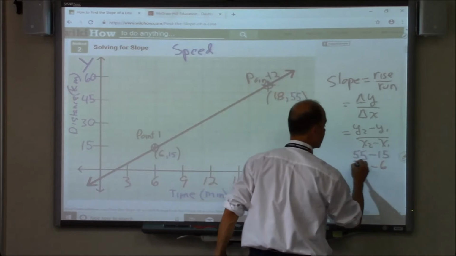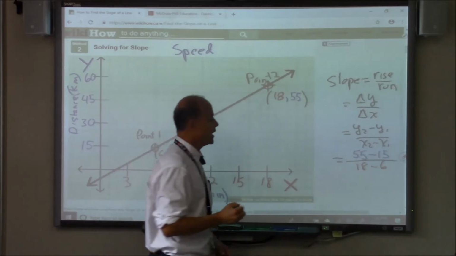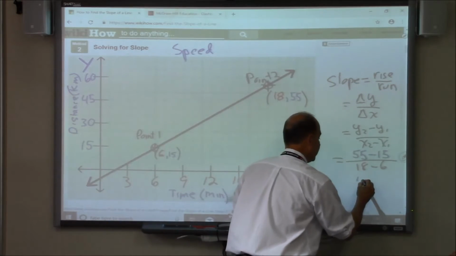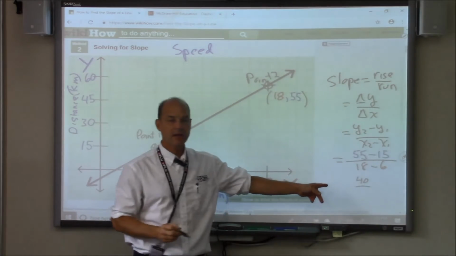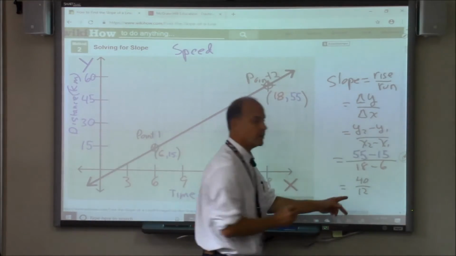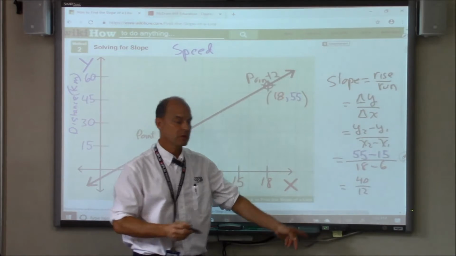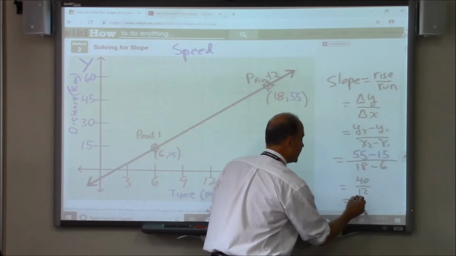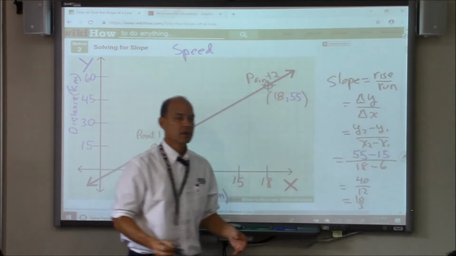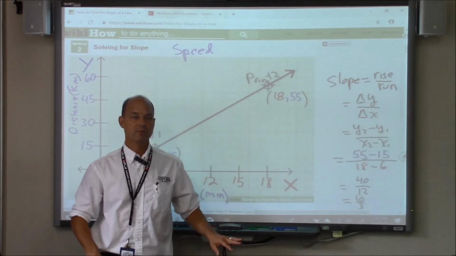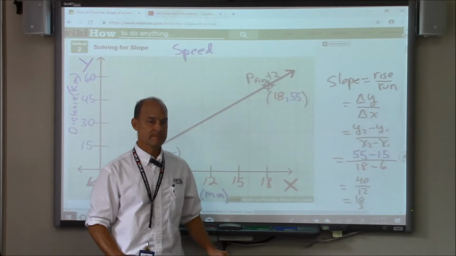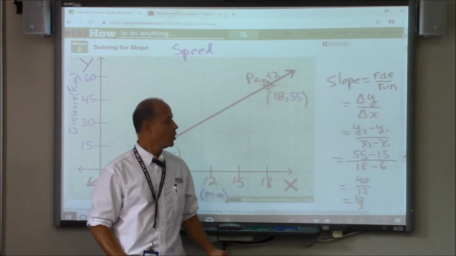Okay, this is a division problem. Put the equal sign back. And now we do the math. 55 minus 15 is 40, divided by 18 minus 6, which is 12. You can simplify 40 over 12 to, I think it's dividing by 4, 10 over 3. Leave it in fraction form or make it a decimal, 3.3, something. Yes? Where did the 40 come from?